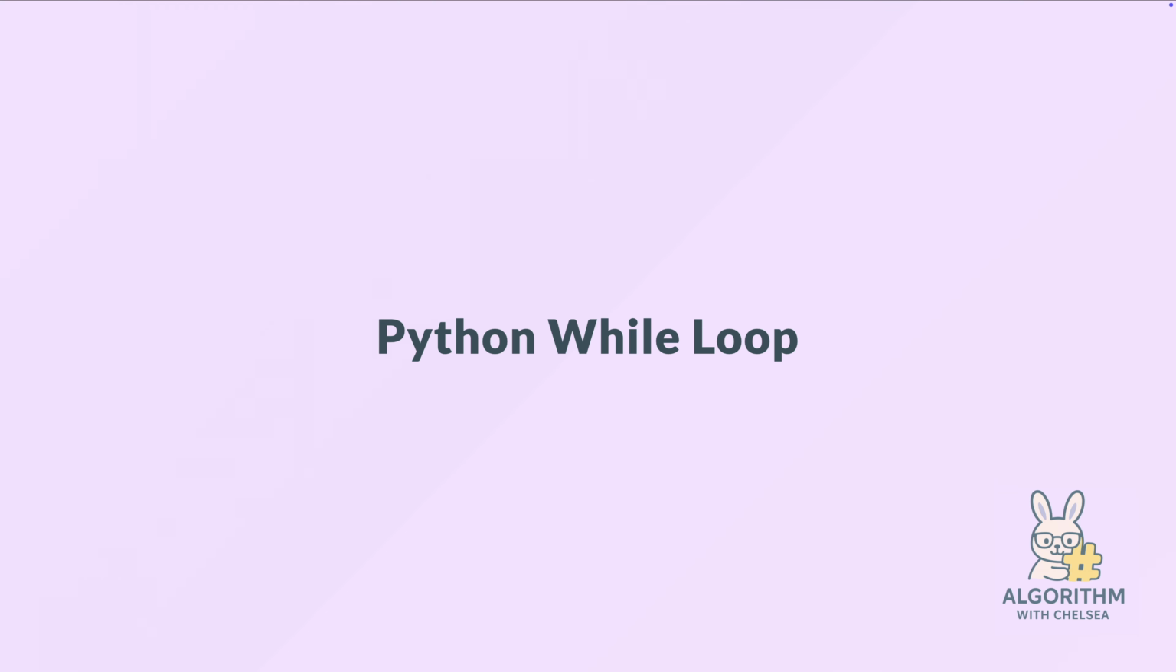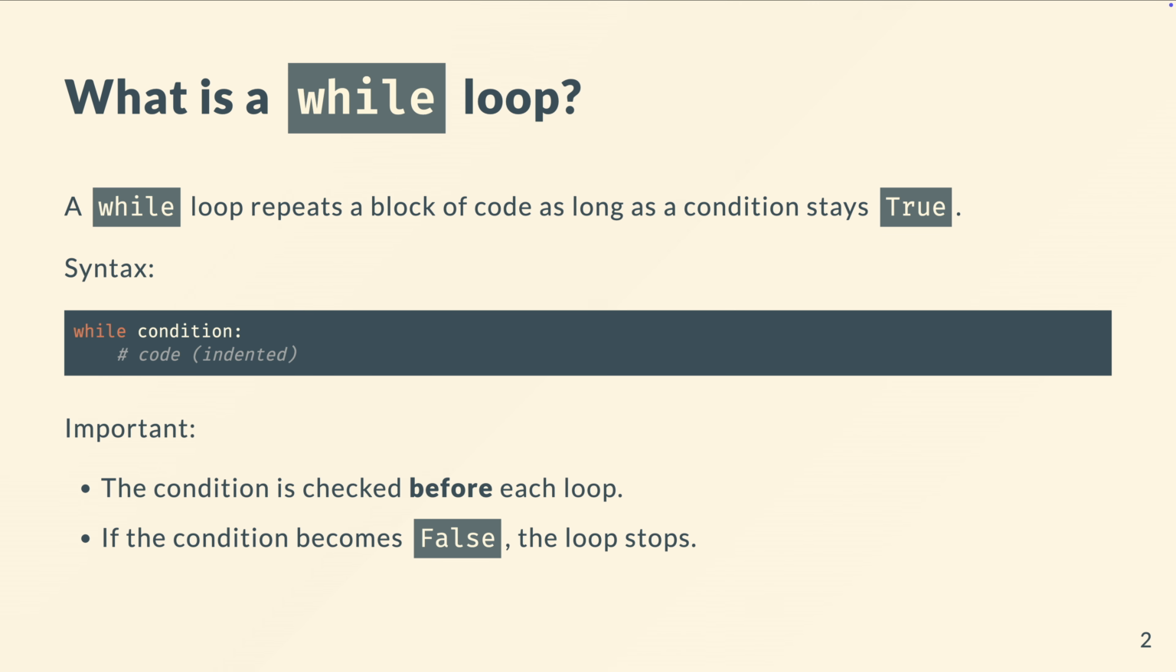Today we are learning a new kind of loop in Python, the while loop. A while loop is great when you do not know exactly how many times you need to repeat. Let's begin. A while loop repeats a block of code as long as a condition stays true.